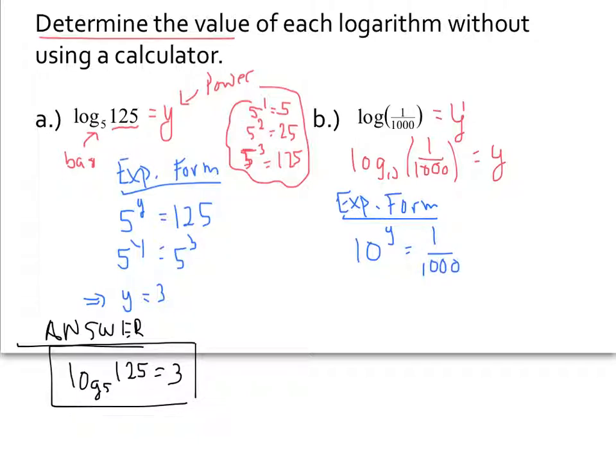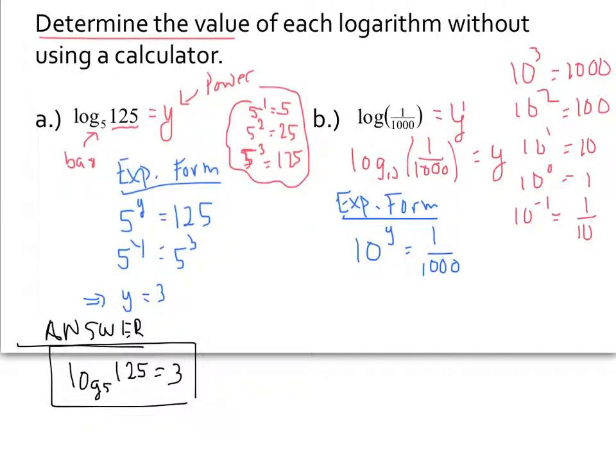Okay, so now we have to remember negative exponents. I want you to recall that 10 squared is 10 times 10, so it's 100. In fact, let me start off with 10 cubed. 10 cubed is 10 times 10 times 10, and that's 1,000. 10 squared is 100. 10 to the first is 10. 10 to the 0 is 1. 10 to the negative 1 is the reciprocal, so it's 1/10. 10 to the negative 2 is the reciprocal of 10 squared, so it's 1 over 100. And 10 to the negative 3 is the reciprocal of 10 cubed, so it's 1 over 1,000.